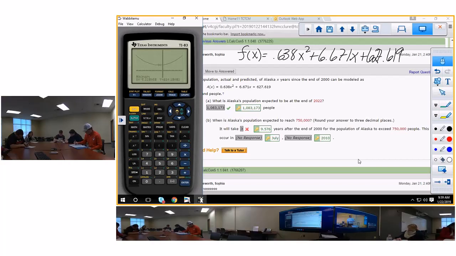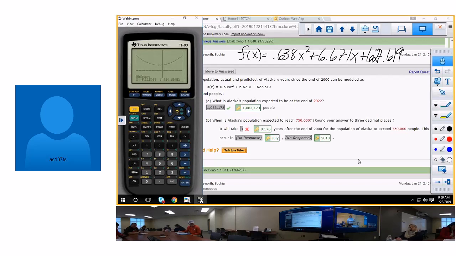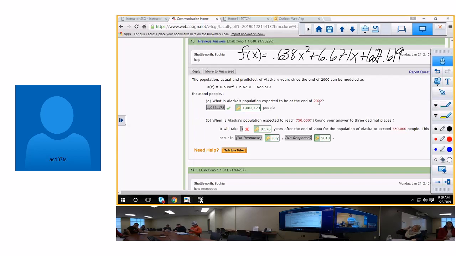Now, they may not ask for that. It says, what is the expected value to be at 2022? Okay, now they're asking you to plug in a number. All right, so let me move this out of the way. It says population actually since the year 2000 can be modeled as X years since what? 2000. So X here is going to be what?